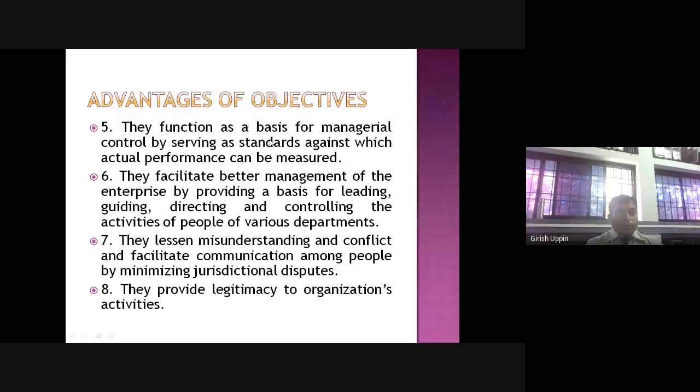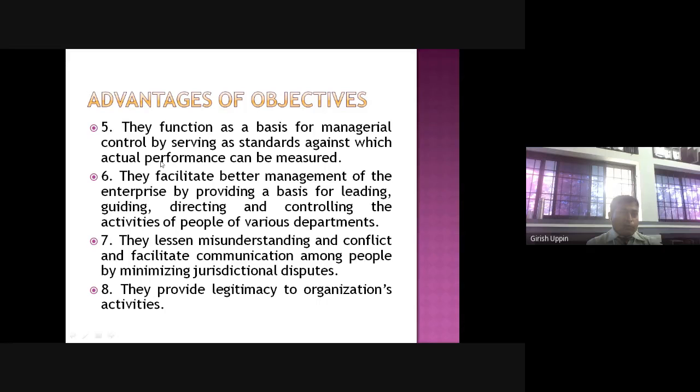They function as a basis for managerial control by serving as standards against which actual performance can be measured. So they will act like standards. Once you have the objectives, managers are very clear. He knows the objectives, and according to that, he will put the control measures. Whether things are going in the right direction according to the objectives or not, he can put in the right kind of controls.